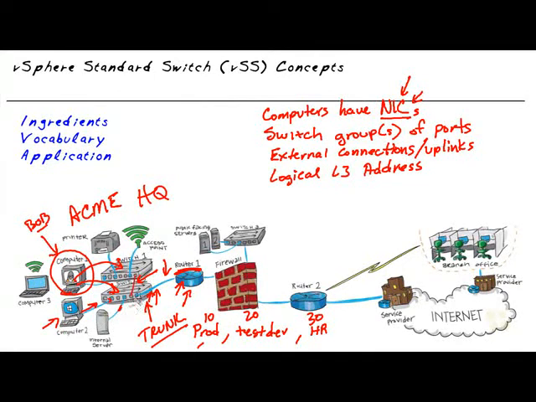In a Cisco environment, what we would do is we'd create a logical layer 3 address using a switched virtual interface. And depending on the vendor, it can be implemented differently. But that's the idea, is having some type of a logical layer 3 address so we can manage those devices.